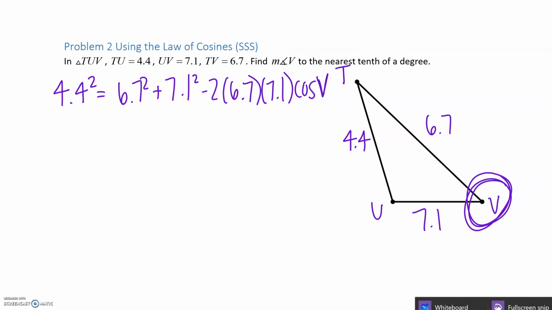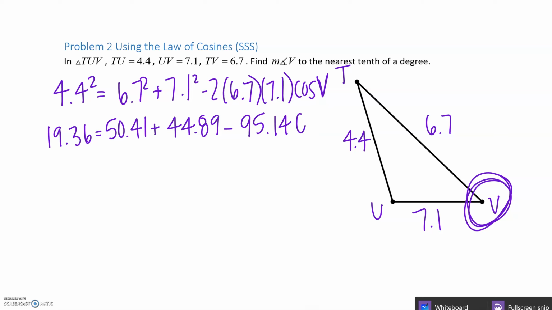4.4 squared is going to give us 19.36 equals 6.7 squared, which is 50.41 plus 7.1 squared, which is 44.89 minus 2 times 6.7 times 7.1 equals that 95.14, and we've got that cosine of V.